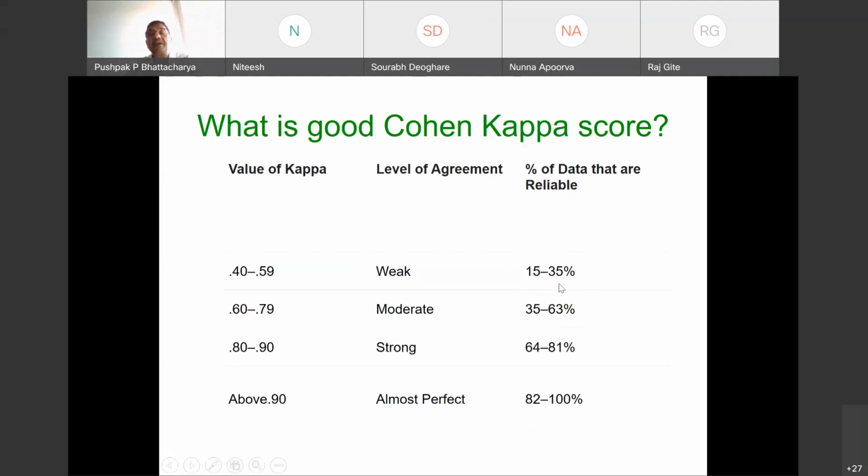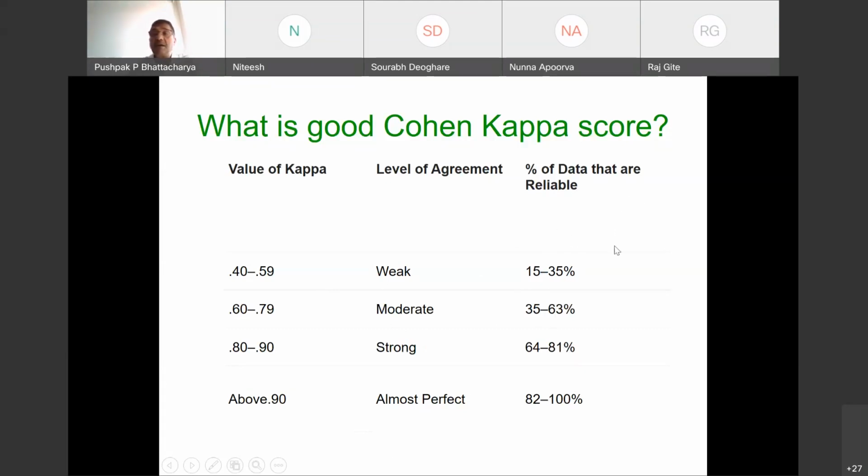If I cannot rely on the annotated data, I cannot rely on my machine learning model also. The machine learning model is as good as the data on which it is trained. So Cohen Kappa is a good indication of the reliability of the annotated data, the reliability of the annotated data which is fed into the machine learning model.